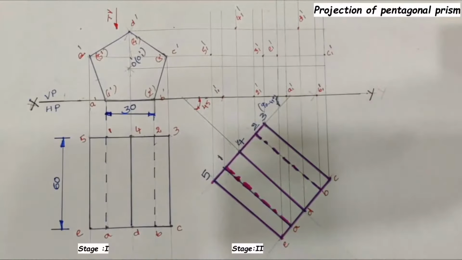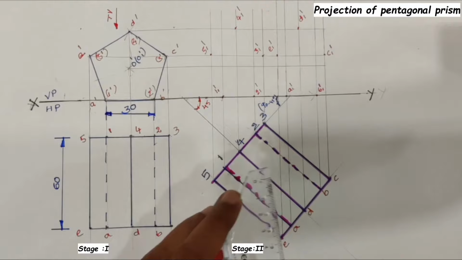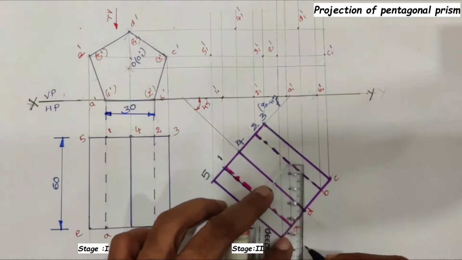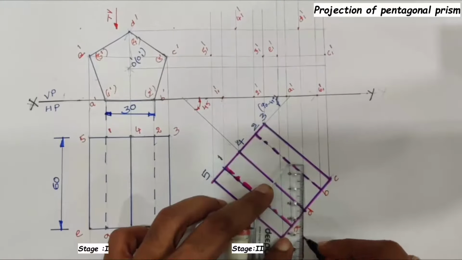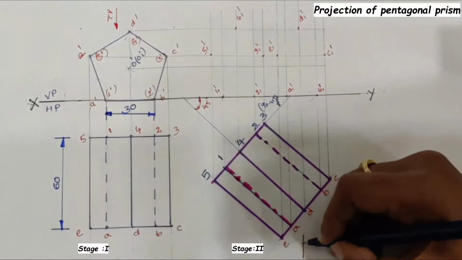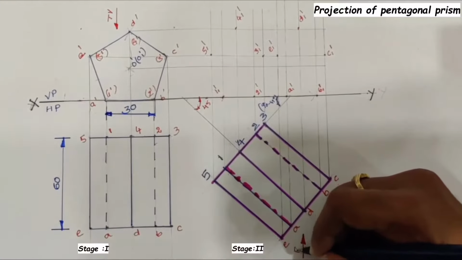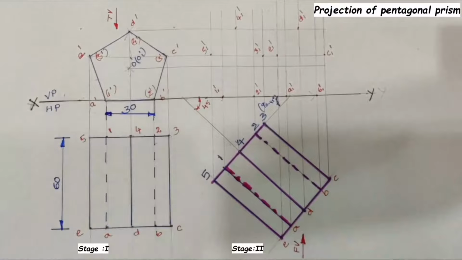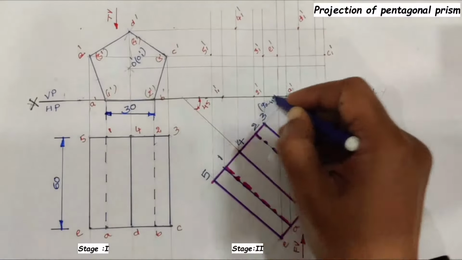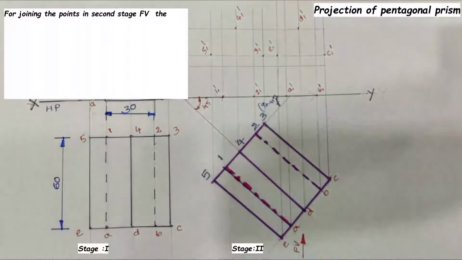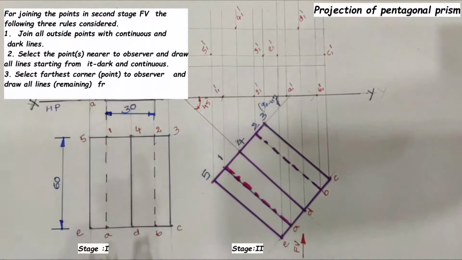After locating the intersection points in the second stage front view, then draw the direction of the observer's vision for drawing the second stage front view. This is the direction of the observer's vision for viewing the front view. Join all outside points with continuous and dark lines.